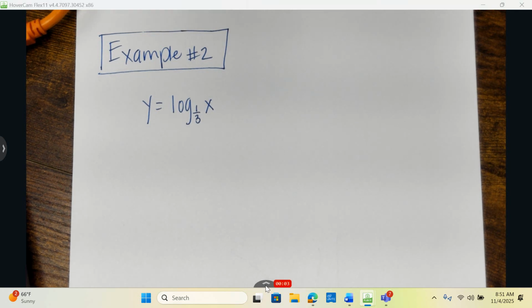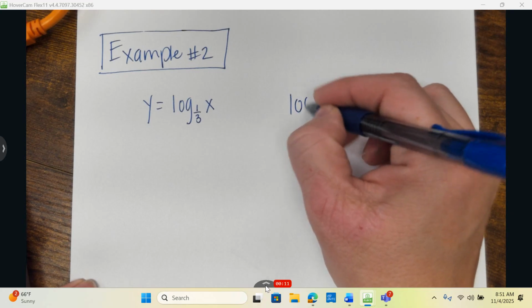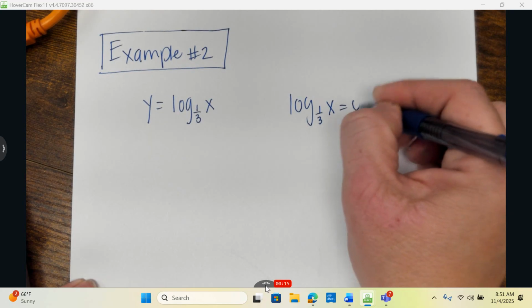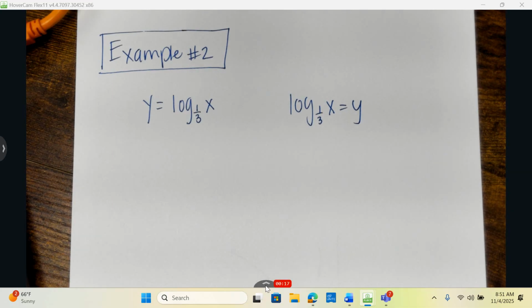Example number 2 is going to resemble example number 1 in all areas except we have a different parent function. So let's start by, if you prefer, we can rewrite this as log base 1/3 of x, and we can put y on the opposite side. They're the exact same function. But the next thing we need to do is rewrite it in exponential form.